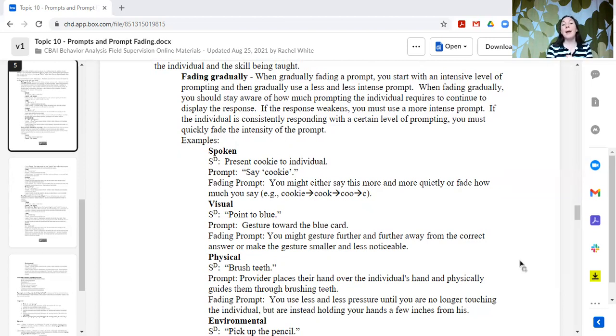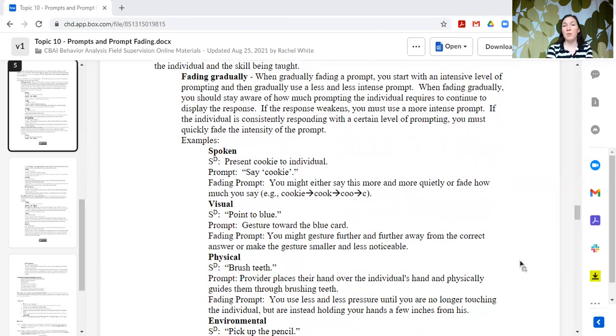So for example, a spoken prompt, I might start with, say, cookie. And then as I fade it, I could go a couple of ways. I could either make my vocal quieter and quieter and quieter until there's no sound. And then my learner is responding without the spoken prompt. Or I might only provide a portion of that spoken prompt. So instead of saying cookie, cookie, I might say cook, cook, cook, and then I fade it out that way.